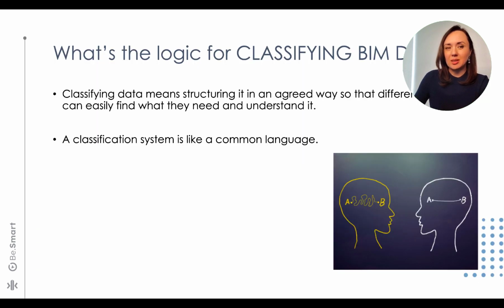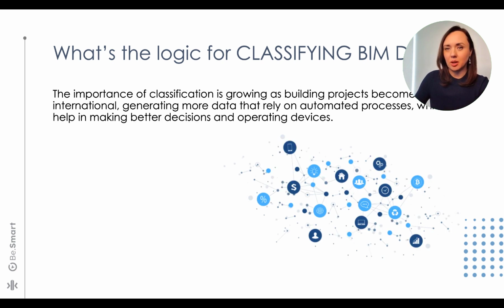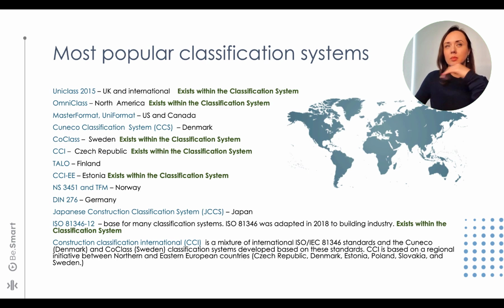So, what is the logic behind classifying BIM data? Classifying BIM data actually means structuring it in a grid way so that different actors can easily find what they need and understand it. So it's like a common language. And the importance of classification is growing as building projects become more international and generate more data, which is relied upon for automating processes, making decisions, and operating devices.